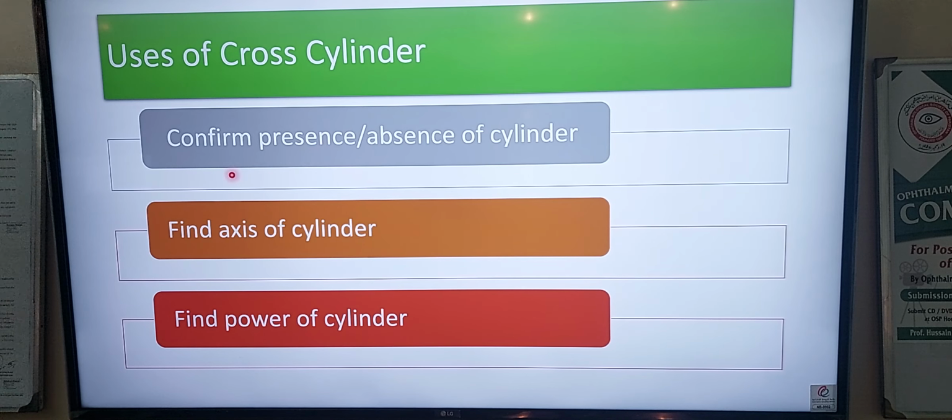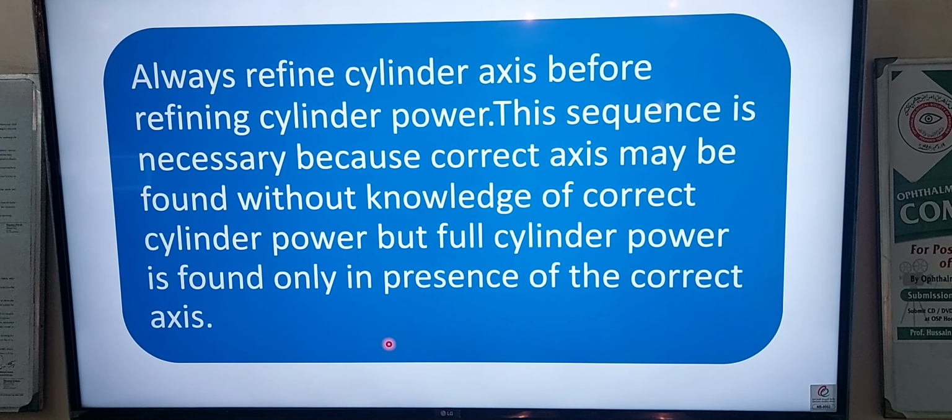The cross cylinder is used to confirm the presence or absence of cylinder. It is used to find the axis of the cylinder and it is used to find the power of the cylinder. Always refine the cylindrical axis before refining the cylinder power. This sequence is necessary because the correct axis may be found without knowledge of the correct cylinder power, but the full cylinder power is found only in the presence of the correct axis.